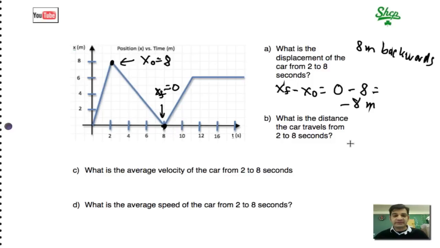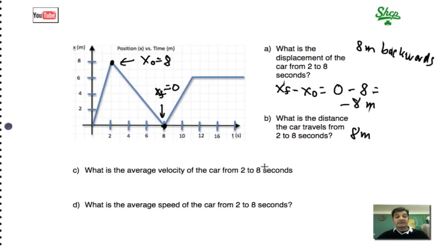Then I say, what is the distance the car travels from 2 to 8 seconds? Here, I travel a total distance of 8 meters. Okay, using the same idea. Now here they happen to be the same. Again, in the example in class they won't be.